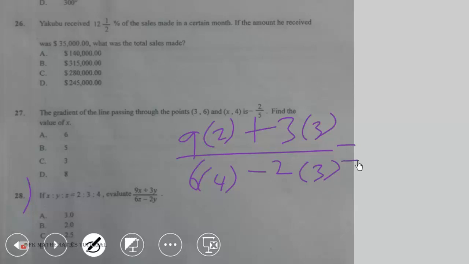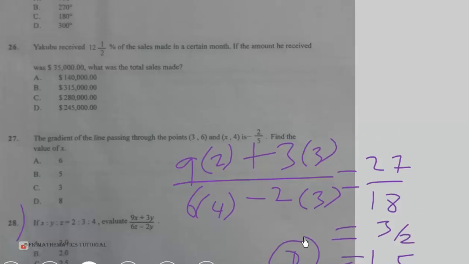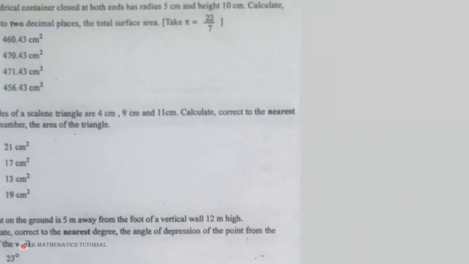18 plus 9 will be 27, over 24 minus 6, which will be 18. So 9 will go here and 3 times 9 will go here, 2. So 3 over 2, which is 1.5. So the correct answer is D. D is correct.